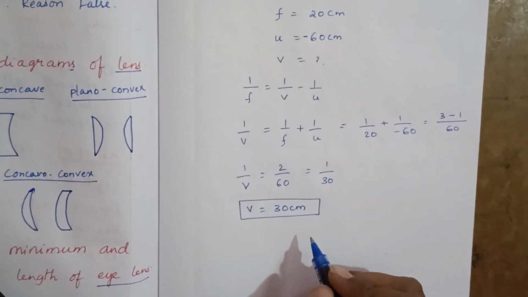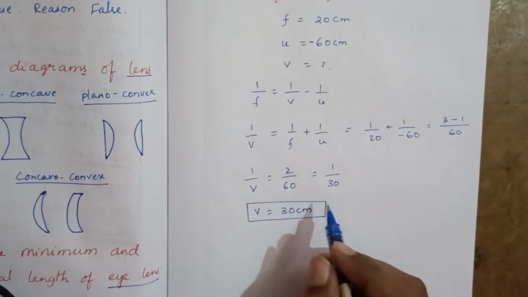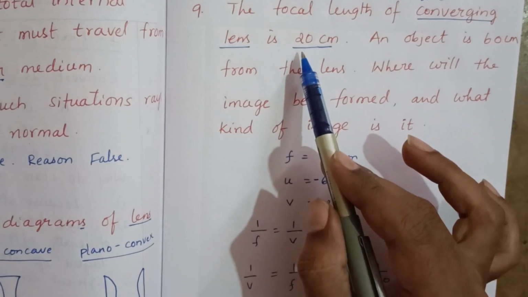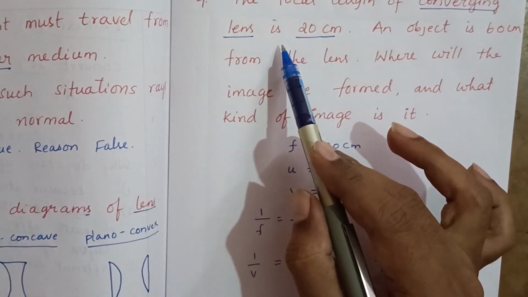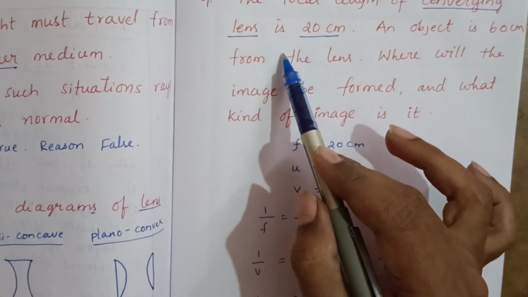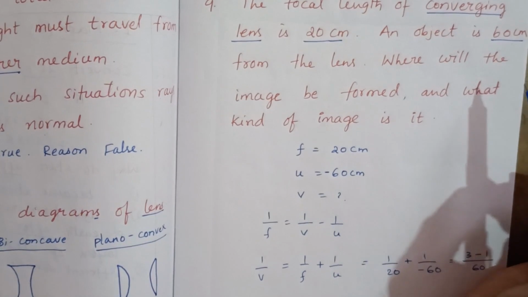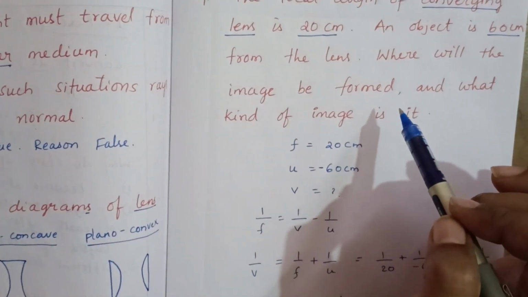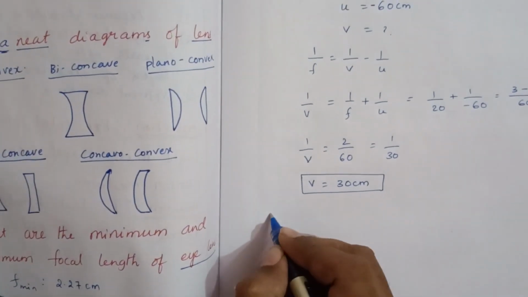Now what is the nature of image? Now convex lens, we know the ray diagrams. Focal length is 20 centimeters. So radius of curvature or center of curvature 2f is 40. So object is placed at 60 centimeters, so beyond center of curvature. Now what is the nature?